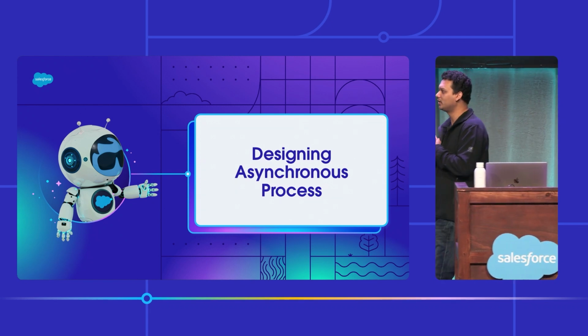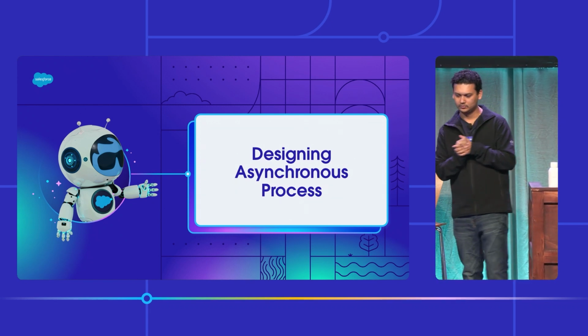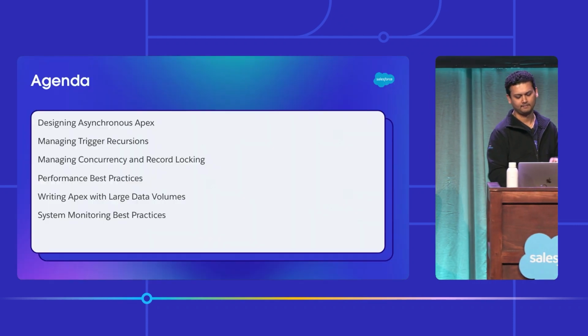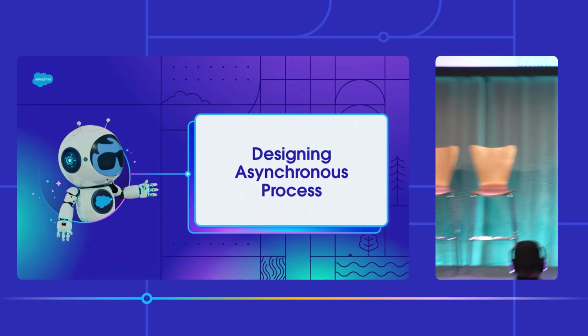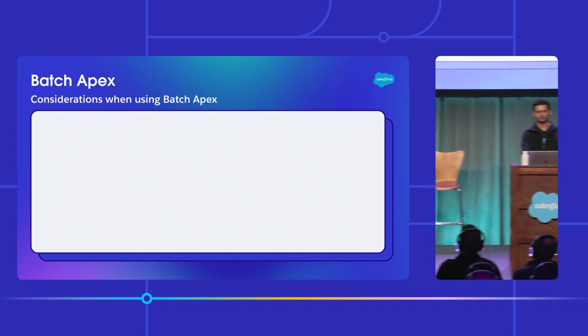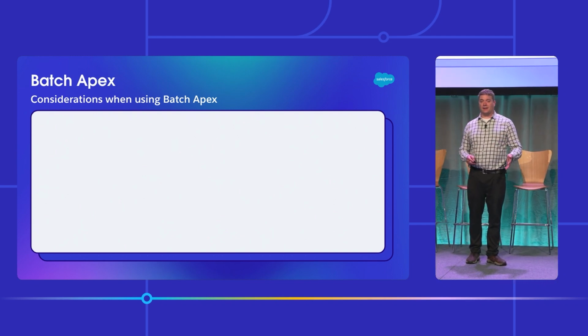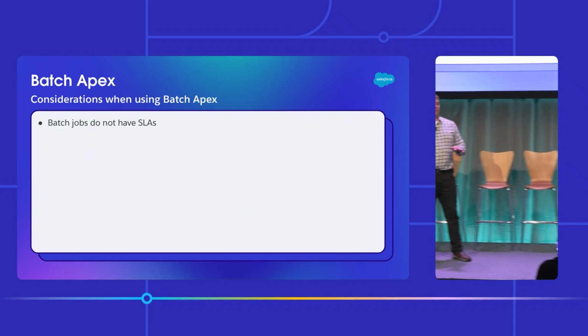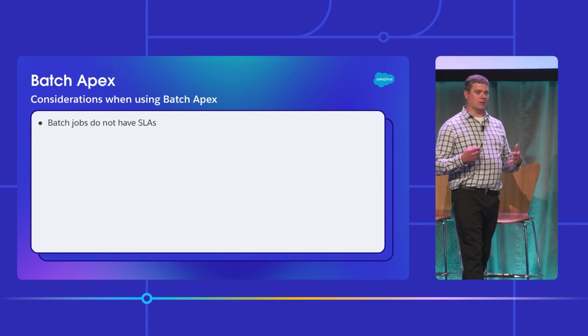Daniel, maybe we'll run through designing async processes. It's quite a common scenario for Apex. Most people, when they think of asynchronous processing in Apex, will start with batch. Batch is great, but there are a number of things you need to consider when you're processing records through it.